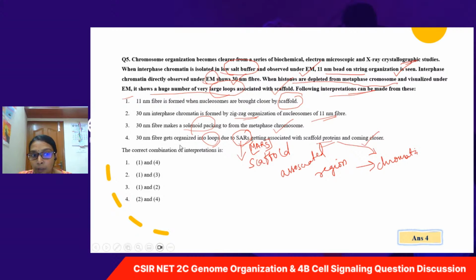Next, 30 nanometer fibers can be organized into loops. That is the next organization, due to SARs getting associated with scaffold proteins and coming closer. So obviously, if statement 2 is correct, 3 will be incorrect. You can call it solenoid packaging, but they have mentioned metaphase chromosome. Metaphase chromosome is the last stage. This is the second order of packaging, so that becomes incorrect. And scaffold has no role in the initial stage. It comes only after the 30 nanometer fiber.